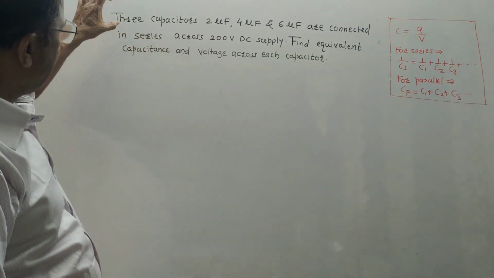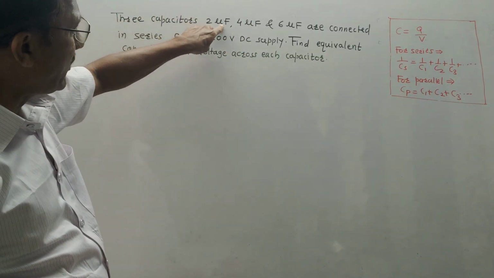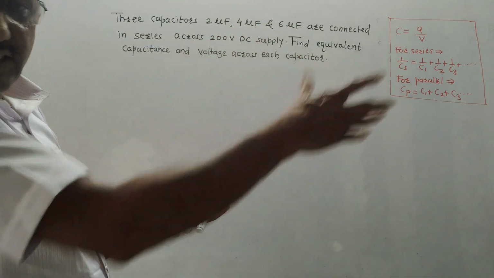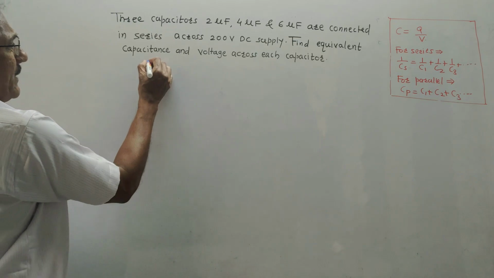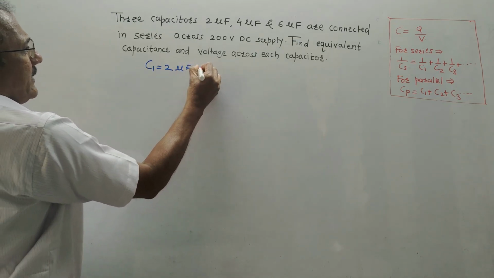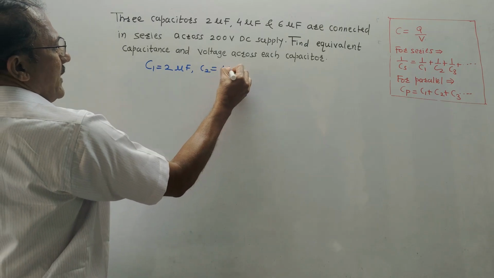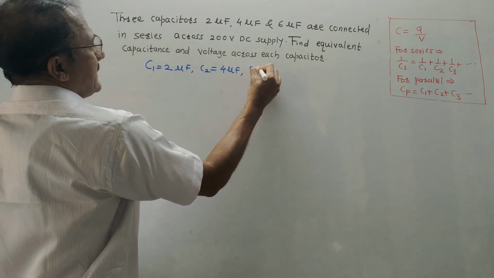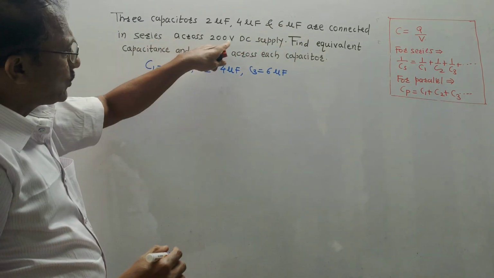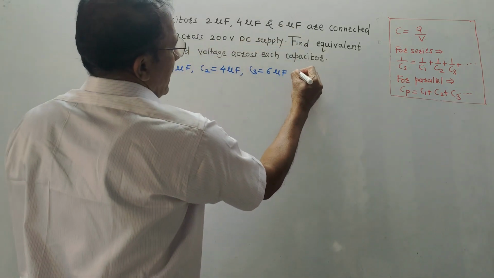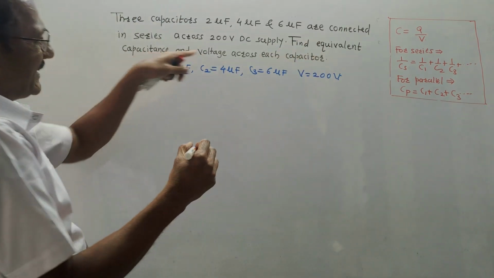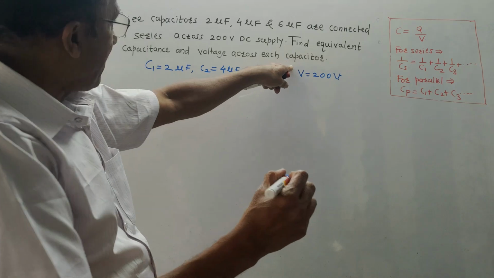The first problem is three capacitors, 2 microfarad, 4 microfarad and 6 microfarad. While reading the question itself, be habituated of writing the given things in terms of notation. So C1 is 2 microfarad, C2 is 4 microfarad and C3 is 6 microfarad, are connected in series across 200 volts DC supply. So given voltage is equals to 200 volts. Find equivalent capacitance and voltage across each capacitor.